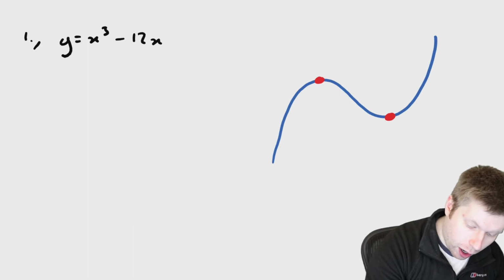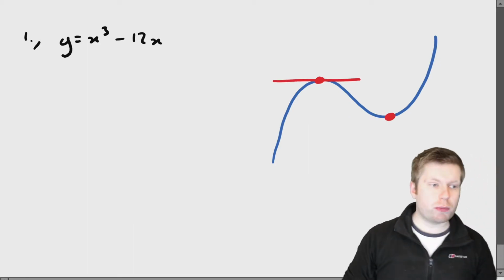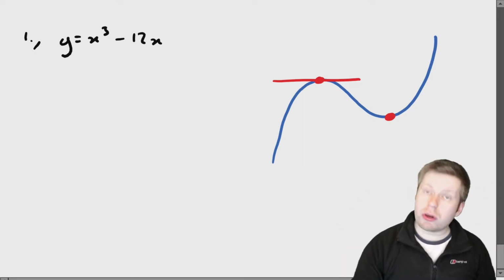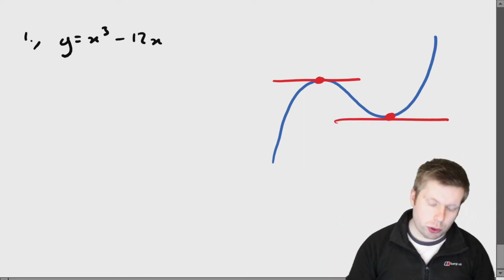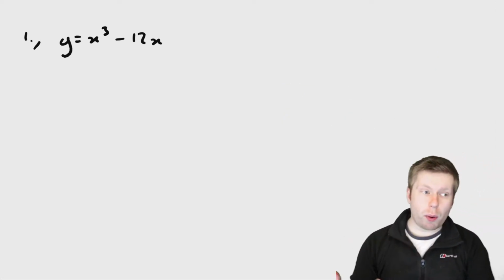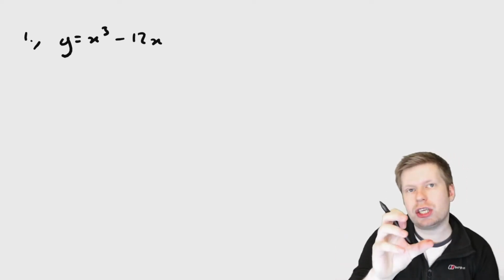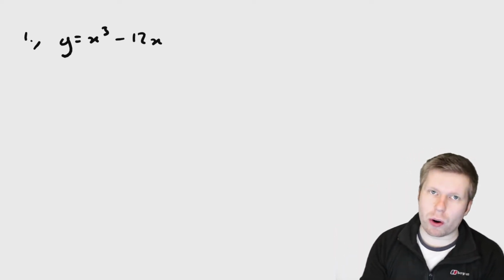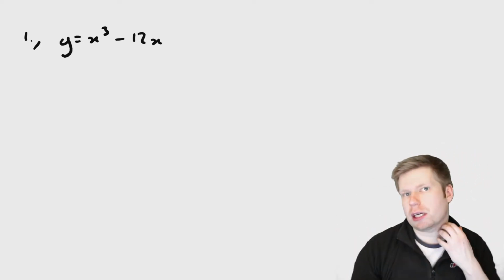Because if I bring those back up, I notice that at this point here, if I draw my tangent line in, it's a flat horizontal line, which means the gradient is 0. And similarly at that point there, the gradient of the tangent is also equal to 0. So therefore, in order to find the stationary points, because I know that the gradient of the curve at a stationary point should be equal to 0, I should be able to differentiate it, set it equal to 0, solve that equation, and I find my stationary points.